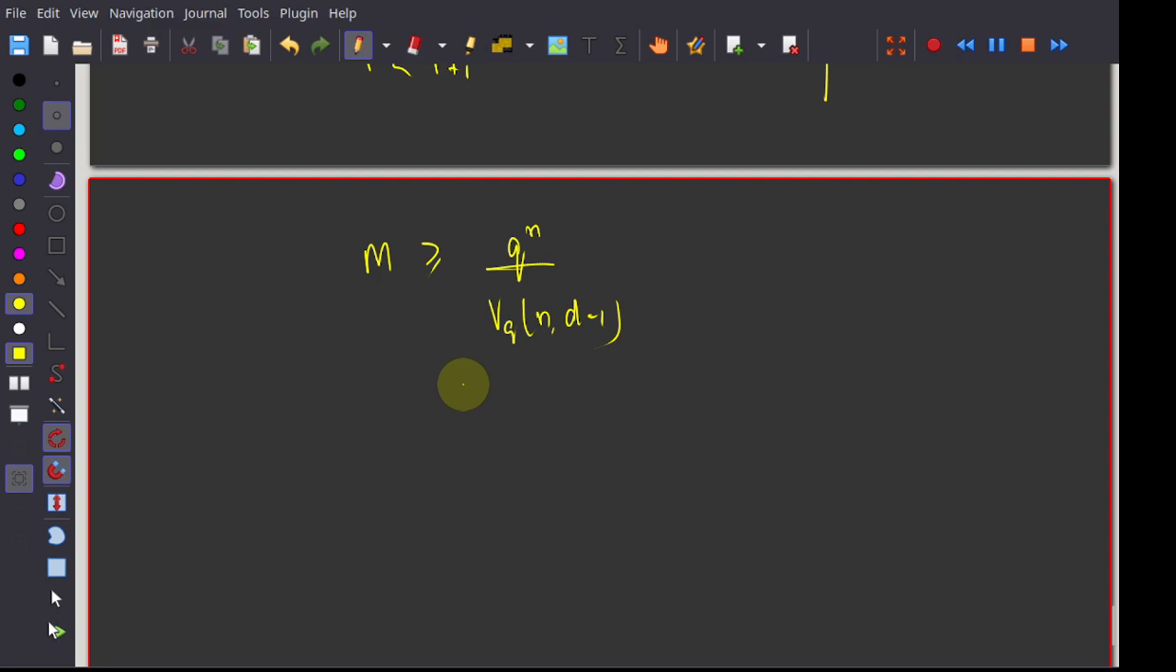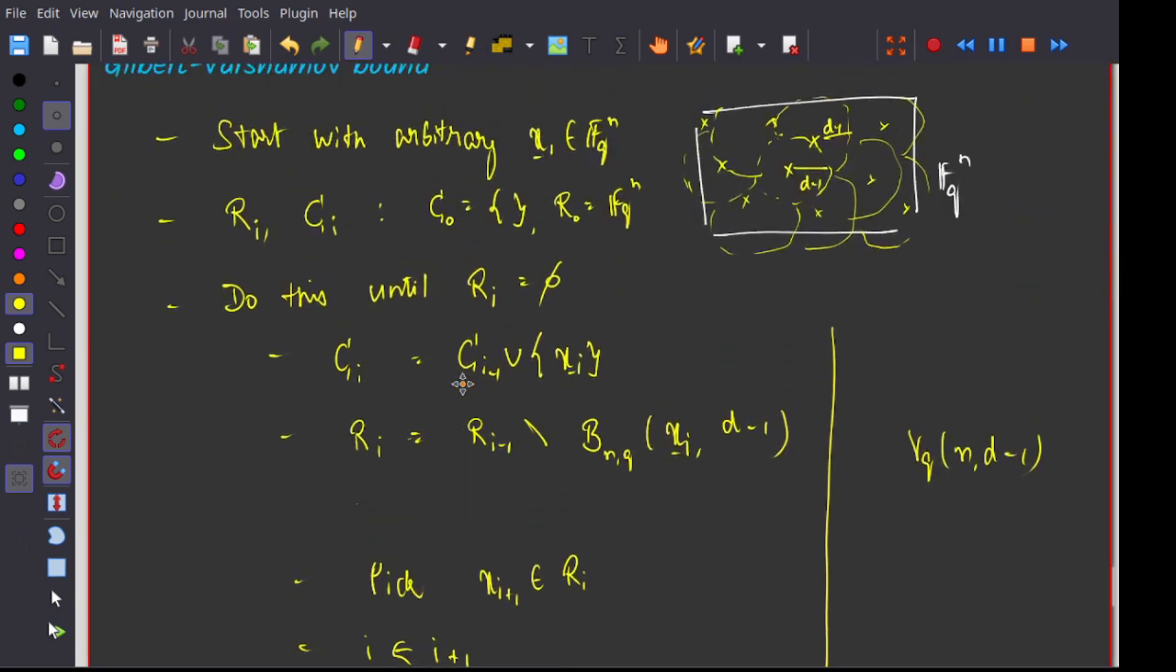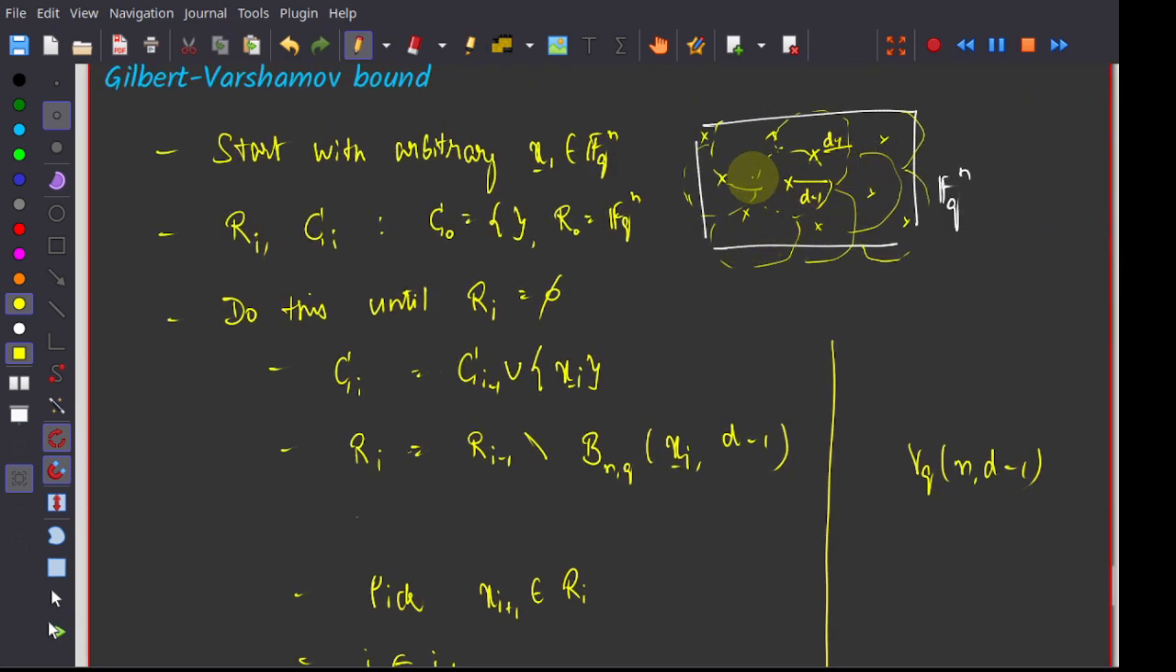Minimum distance. No, not distance, not radius distance. So basically what am I doing? So this is a different approach. What you're talking about is the sphere packing argument, right? So right now I'm not doing that. First step, I'm going to remove all vectors of radius d minus 1 around the code word, right? Out of the remaining, I have a bunch of vectors left over. What can I say about the remaining vectors? All of them have distance at least d to the vectors that have been put in my codebook already. Correct? I pick one of them, any one of them.